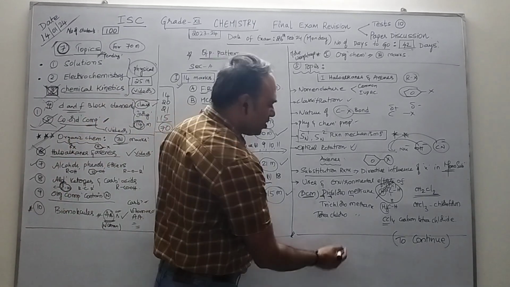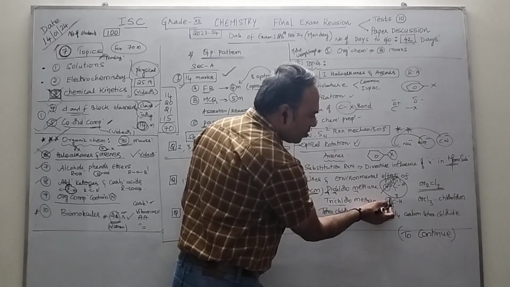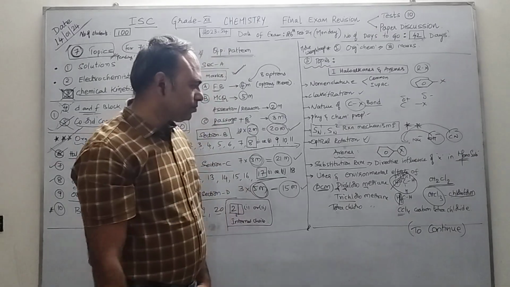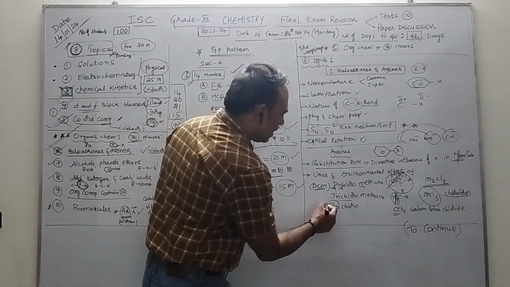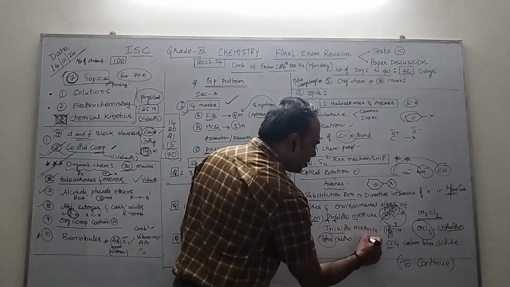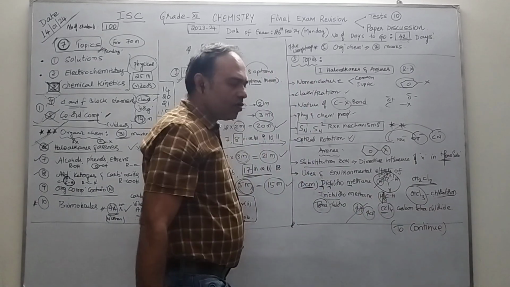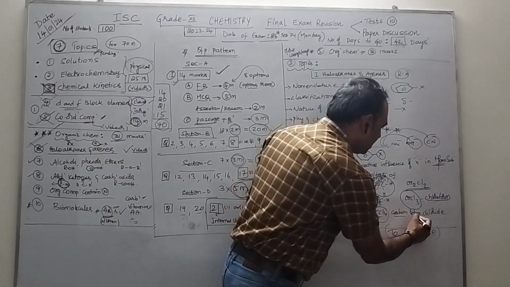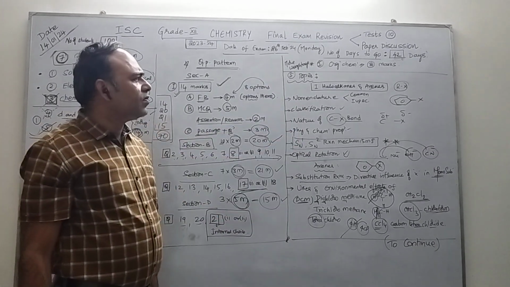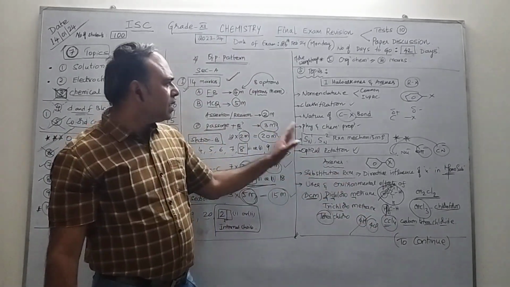Trichloro means how many are substituted? 3 hydrogens are substituted and you will get CHCl3, nothing but chloroform. The last one, tetrachloromethane. How many hydrogens are substituted? 4 hydrogens are substituted with 4 Cl. Therefore, you will get CCl4, and this is known as carbon tetrachloride. So this is the first part of haloalkanes and arenes. And then let us continue with the next thing.